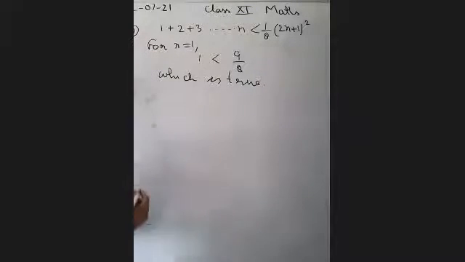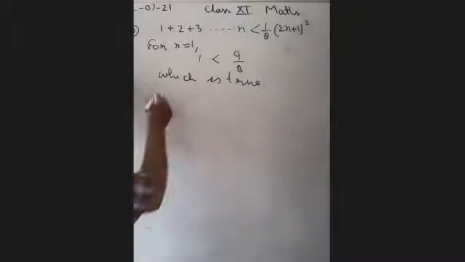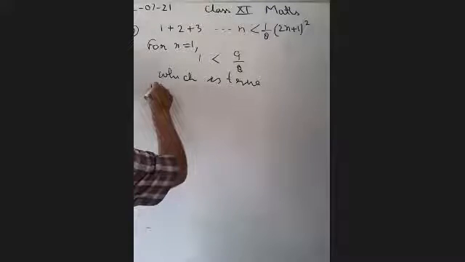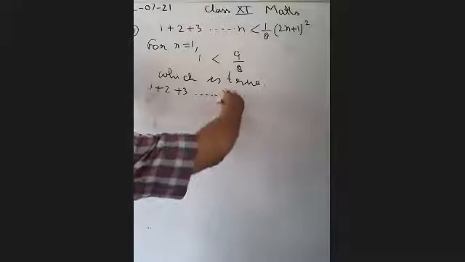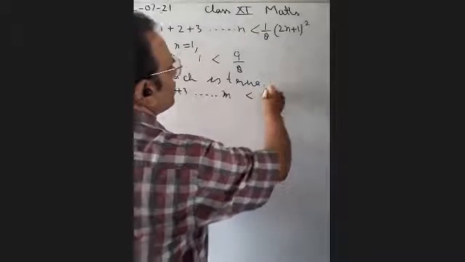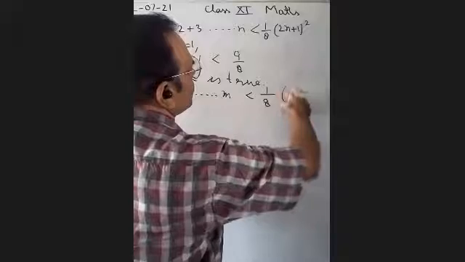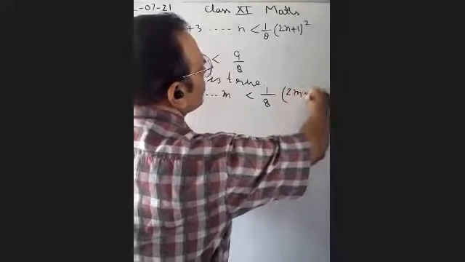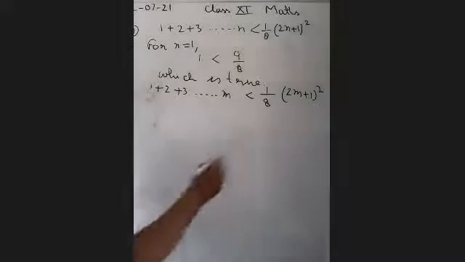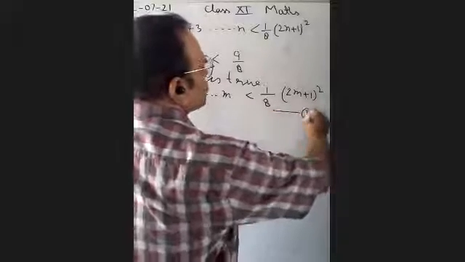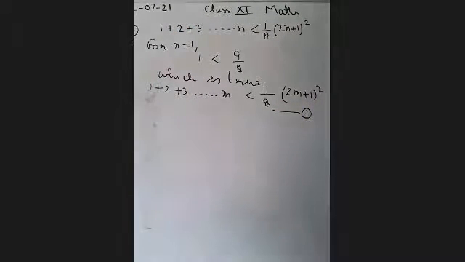Now suppose it is true for n equal to m. In the same way, we are writing 1 plus 2 plus 3 up to m is less than 1/8 into 2m plus 1 whole square, यानी कि n is equal to m के लिए it is true. So we have assumed this relation. We have given the name equation 1. We can use this relation. ठीक है. So it means we are assuming that it is true.